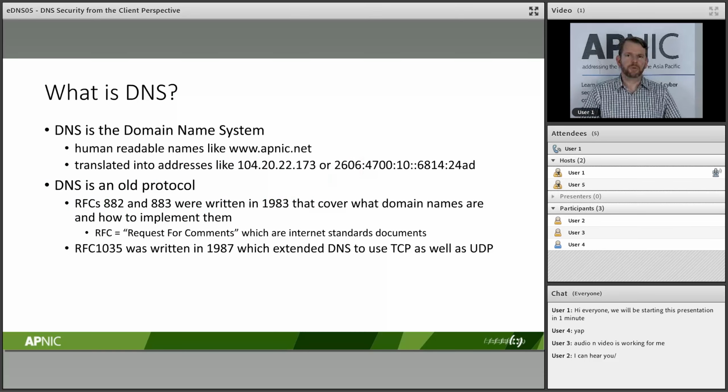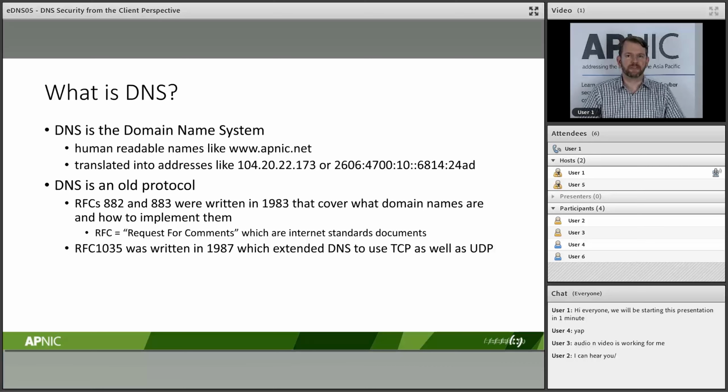So what we're looking at is DNS. DNS is the domain name system. It basically converts human readable names such as www.apnic.net into an IP address that is used by the computers to actually do the communication over the internet. Of course, this can be an IPv4 address or an IPv6 address or both at the same time.